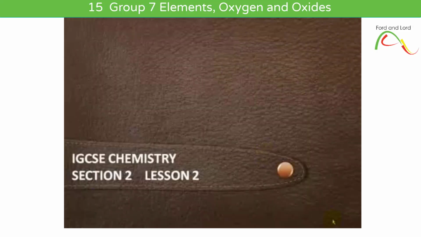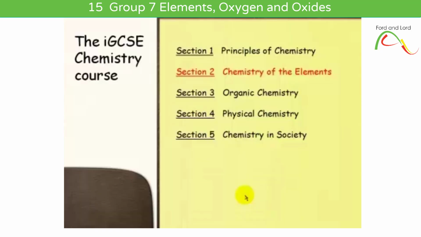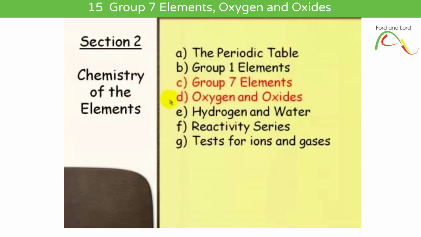Hello and welcome to this second lesson, section 2 of this chemistry course. In section 2 we're looking at the chemistry of the elements. Let's see precisely what we're doing in this video. First, we're looking at group 7 elements, and in the second part we'll be starting to look at oxygen and oxides as well. Right, let's get straight in and look first at these group 7 elements.